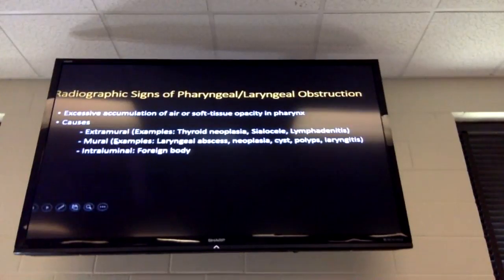Mural would be something arising from the larynx itself, which could be laryngitis, different kinds of polyps, a cyst, or an abscess, something which is coming directly from the laryngeal tissue. The third is intraluminal, which is inside the lumen of the larynx, going through the passage. For example, a foreign body. Okay.